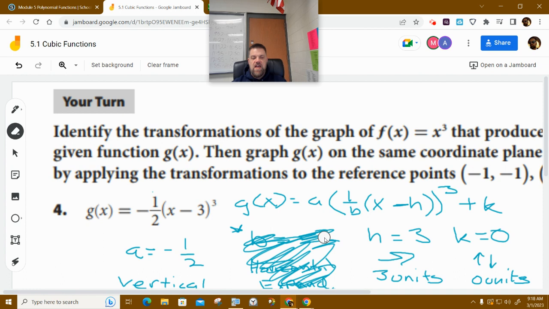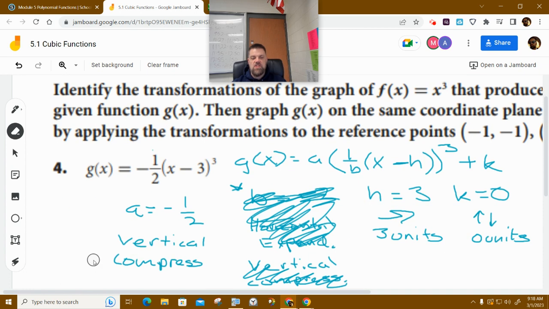All right. So now that we know that it is a vertical compression of negative 1/2, what do you guys remember when A is negative, what that does? It does something else too. It flips it, right? A formal way to say it would be reflects about the x-axis. The word reflects looks weird. Reflects across the x-axis. We're going to flip it upside down.